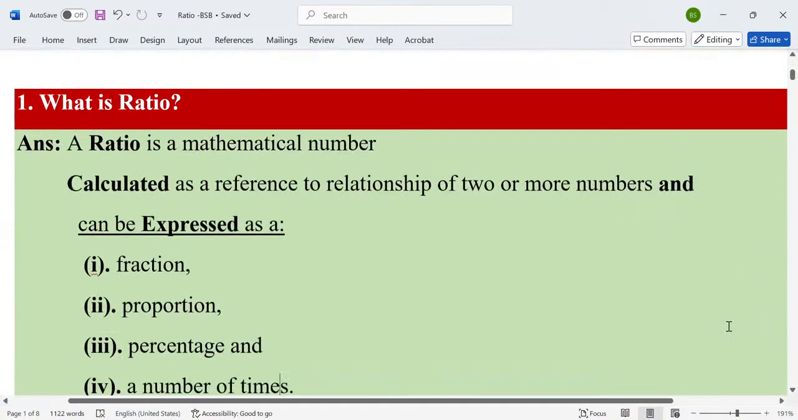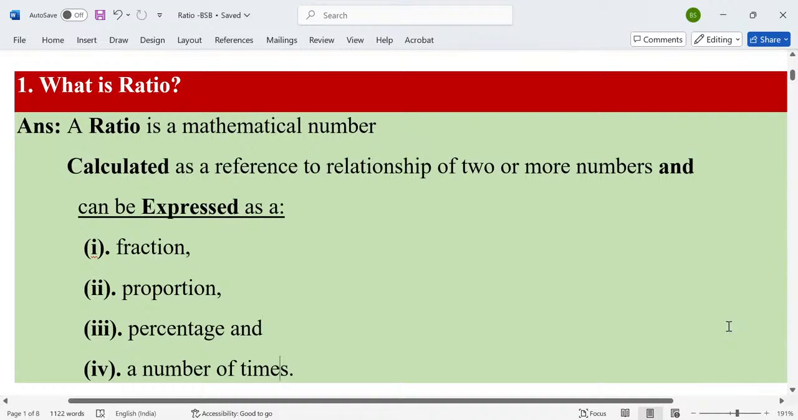First question is, what is ratio? Ratio is a mathematical number. The first point is that in the ratio, it is a mathematical number calculated as a reference to relationship of two or more numbers. Means we are taking two or more numbers and making one relationship.